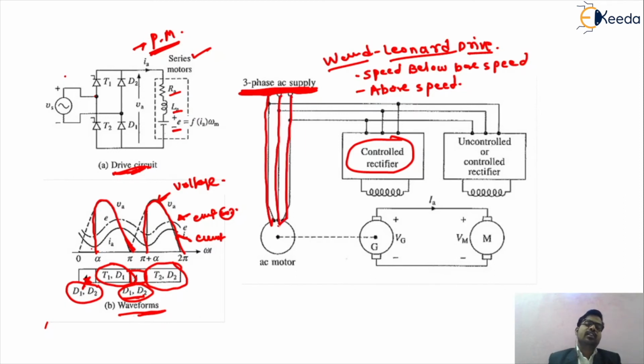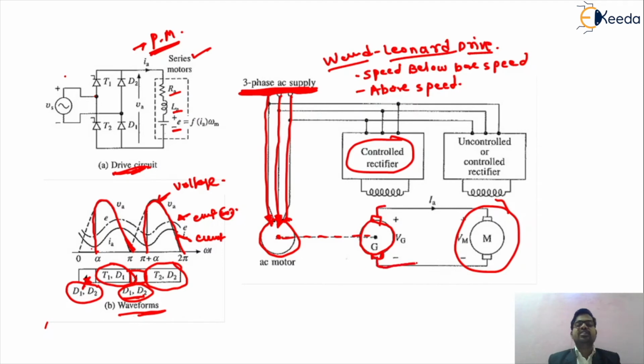Friends, there are certain disadvantages of the Ward Leonard system, because the cost of this system will be very large. To control the speed of this motor, we have to use two separate machines. The first machine is called an AC motor, and the second is called a DC generator. While we give the supply to the AC motor, it is coupled to the generator. While we change the supply voltage of the AC motor, obviously the voltage of the generator will change.